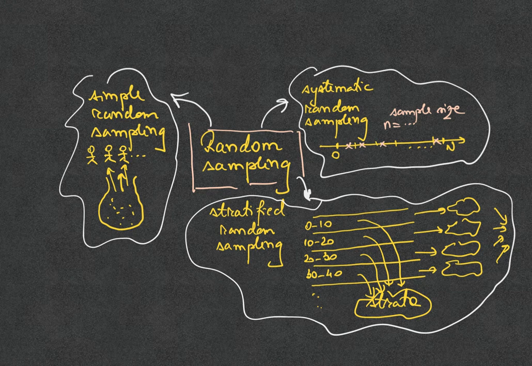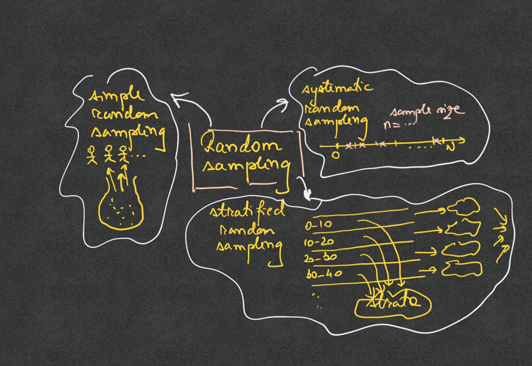Here we have three methods for random sampling. First is simple random sampling. When we pick randomly from a bag, we just put our hand in the bag and we pick some marbles, or we close our eyes and we pick some people from a group. Simple random sampling.